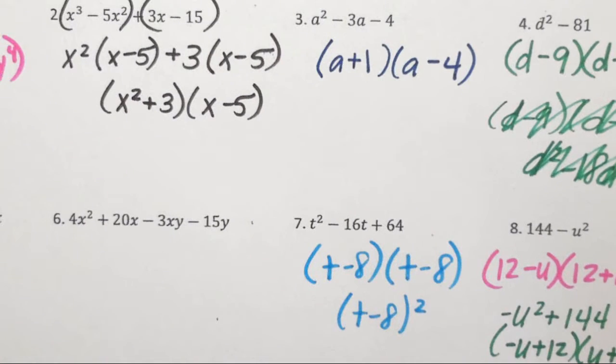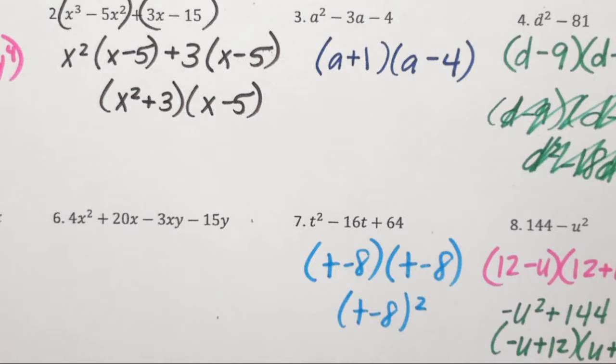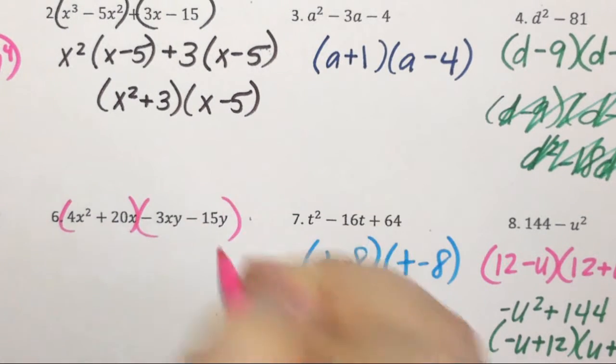Okay, and then number 6, there are 4 terms, so I'm going to group. Every group can have a point. That was funny. Okay, so I'm going to do grouping. What can I factor out of each group?